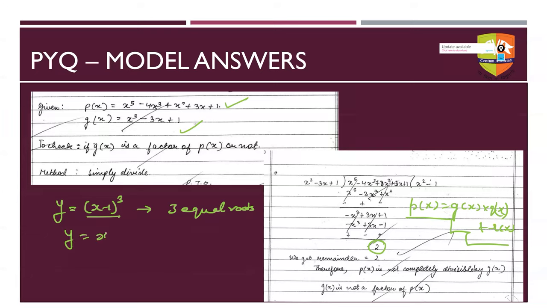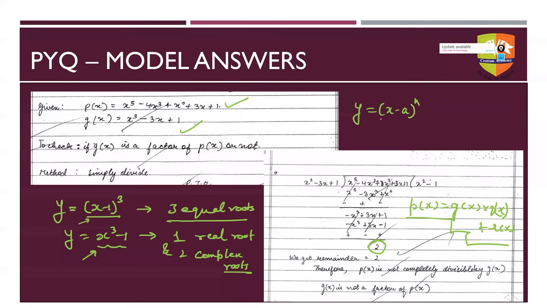Okay, but if you have this expression x cube minus 1, then this particular expression has one real root and two complex roots. That's what I was talking about, assuming this. So that was the thing. Hence there will be three equal roots. Yes. So no denying the fact. In fact, for that matter, any expression y is equal to (x minus a) to the power n will have n equal roots, that is x equals a. But if it is x to the power n minus a, then there will be a few real, a few complex, and complex roots will always be in pairs.